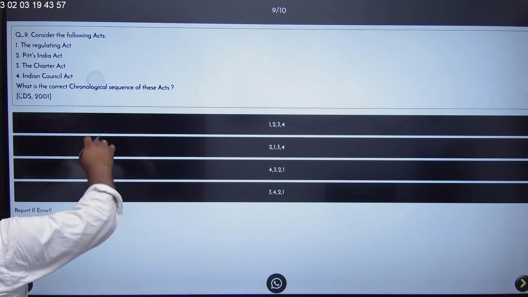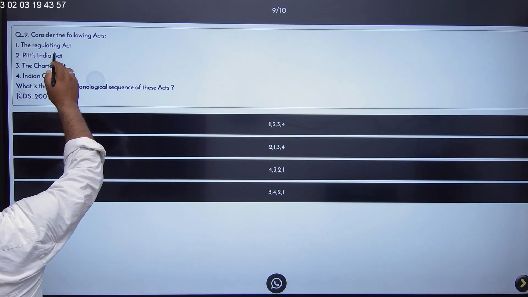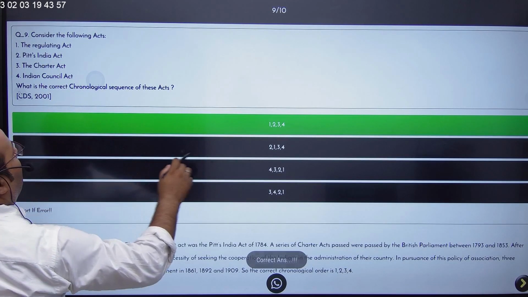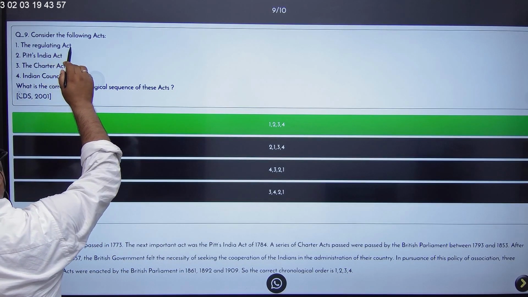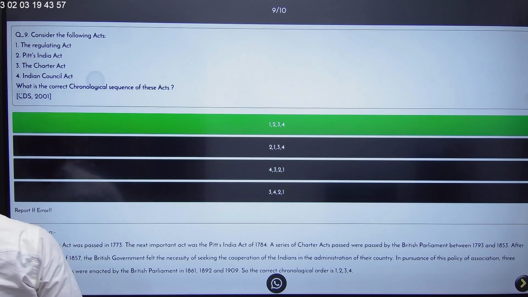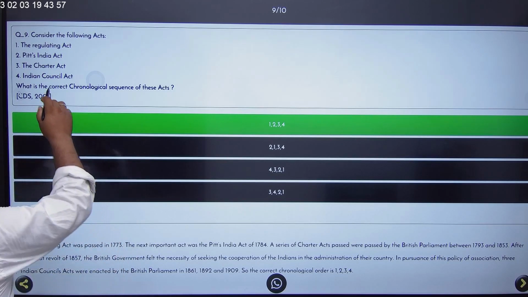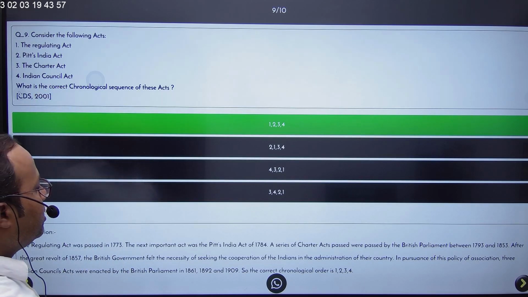The next is, consider the following acts. What is the correct chronological sequence of these acts? The correct chronological sequence of these acts is 1, 2, 3, 4. It means the Regulating Act 1773, Pitt's India Act 1784, the Charter Act which is given here.